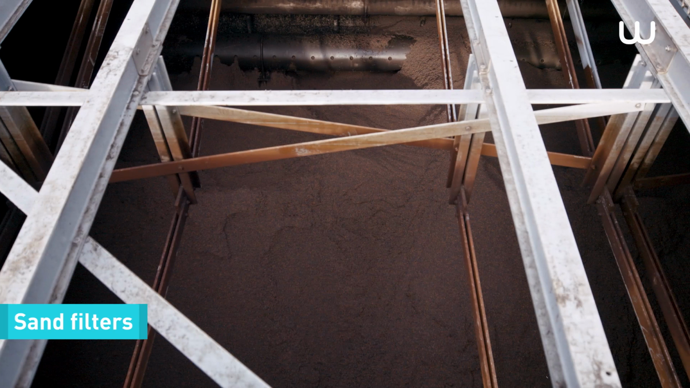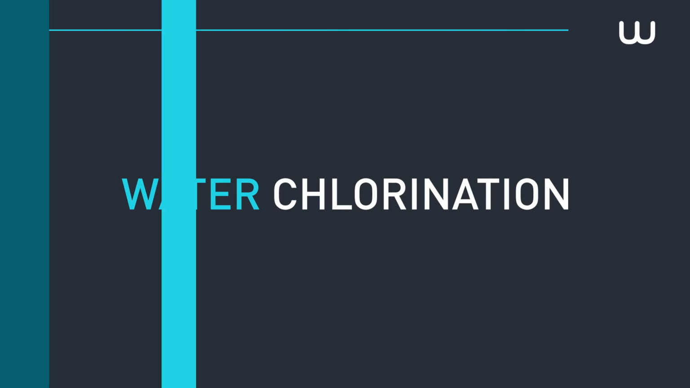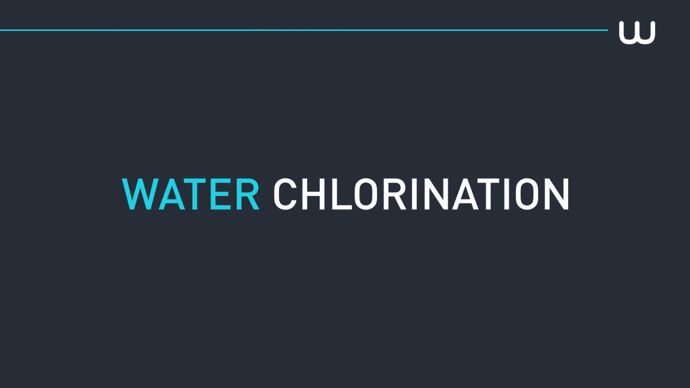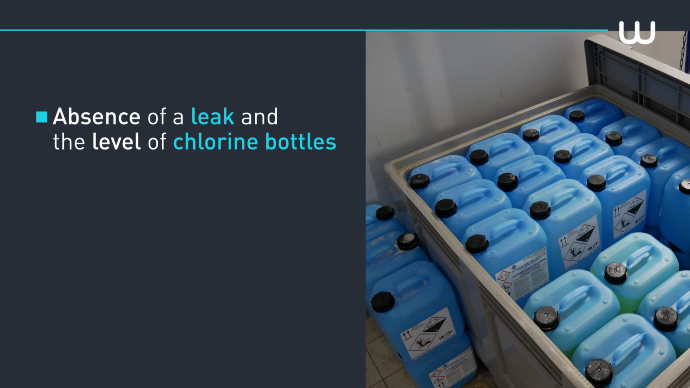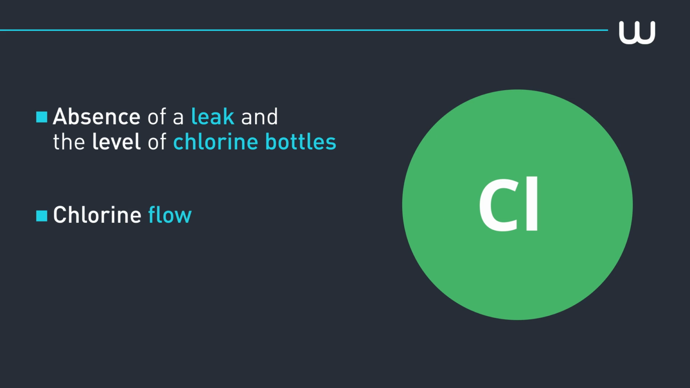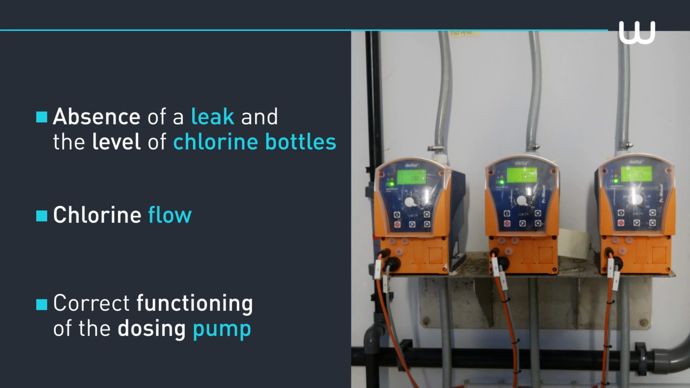At the level of treatment, it is important to inspect filtering elements, such as sand filters and membranes, on a daily basis in order to repair any eventual clogging or leaks. As regards water chlorination, the following elements must be checked once per week: the absence of a leak and the level of chlorine bottles, the chlorine flow, and the correct functioning of the dosing pump. Let's take a closer look at maintenance on the dosing pump.